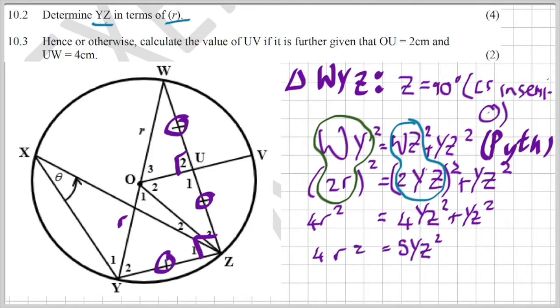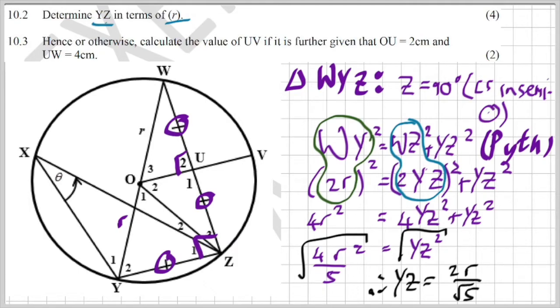On the left-hand side, I've got 5YZ squared, and I'm trying to isolate YZ. So in other words, now I'm taking the square root on both sides, and at the top, the root of 4R squared is just 2R over the root of 5. As easy and as simple as that. Now I'm lying. There's nothing easy and simple about this. This is an interesting sum. I love it. But it isn't impossible, if you look at how I am thinking when I'm answering this question.